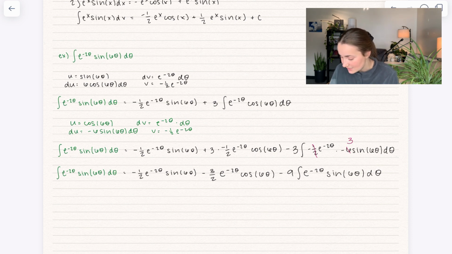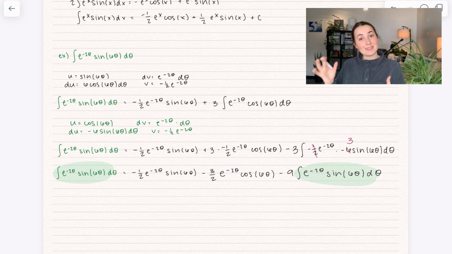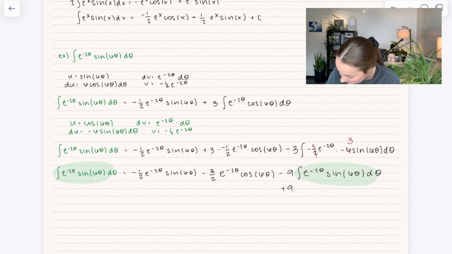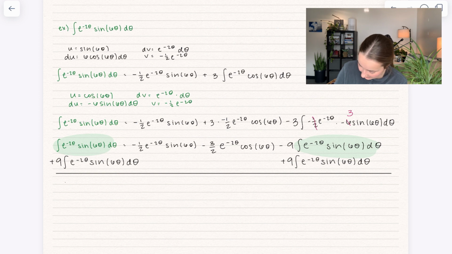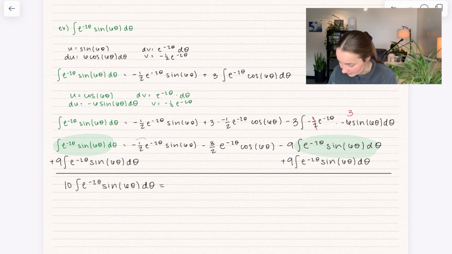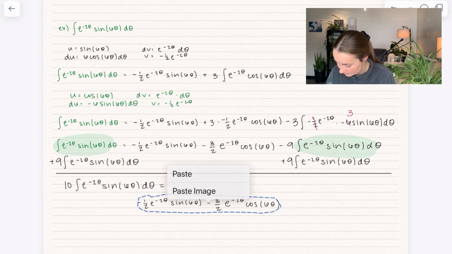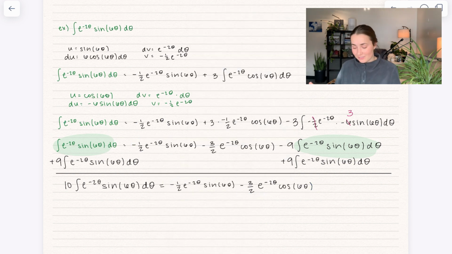So we did it twice, and this is where we need to check that this integral that we have left over is equal to our original integral. And in this case, that's totally true. So let's go ahead and add it over. We're going to add over 9 times that integral. Okay, so we have 10 times our integral of e to the negative 2 theta sine of 6 theta d theta, and that is equal to the leftovers on the right side that we didn't change at all. And so our last step is to divide everything by 10.